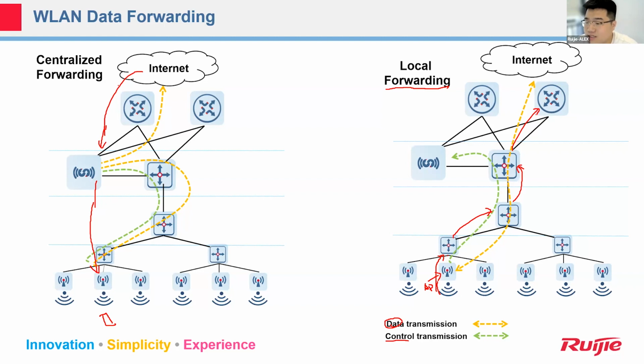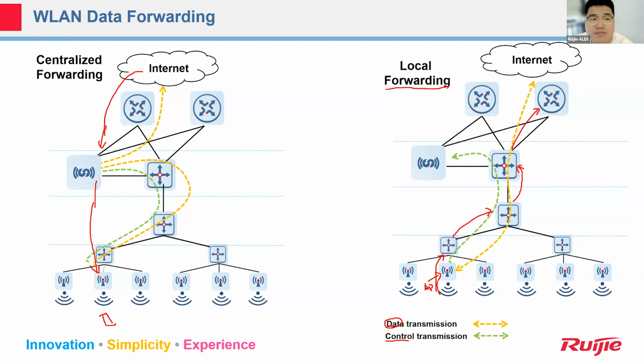All the network devices that receive the service traffic will forward it based on the local forwarding entries, no matter the MAC address table, or maybe the IP forwarding table or IP routing table, right? This kind of local forwarding entries. Okay, but for the control message, it's the same. The control message between the AP and AC is forwarded through the CAPWAP tunnel. Okay, this is about the WLAN data forwarding modes.